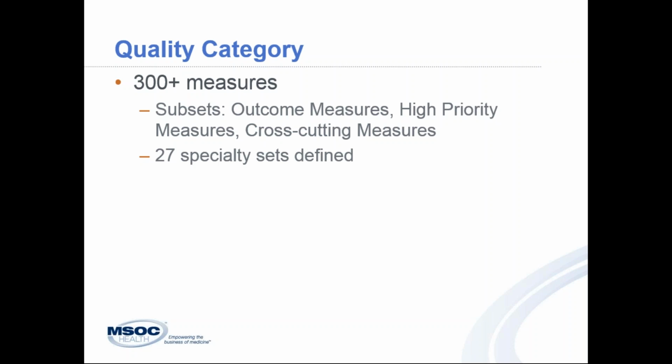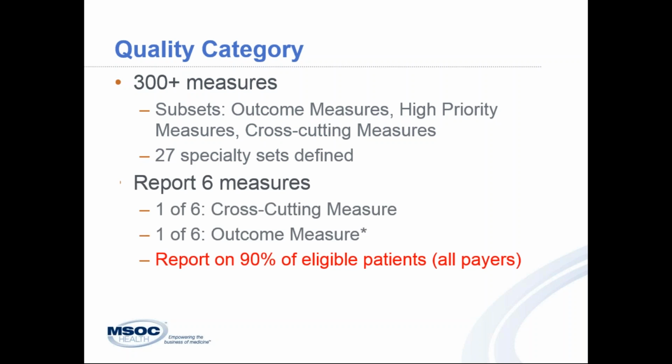So there is a specialty set for dermatology services. There's a specialty set for orthopedics. There's a specialty set for electrocardiology, I think. So there's 27 different specialty sets defined. Those are, again, subsets of all the measures. You don't have to use the specialty set, but that's either suggested or you can use them if you want to.